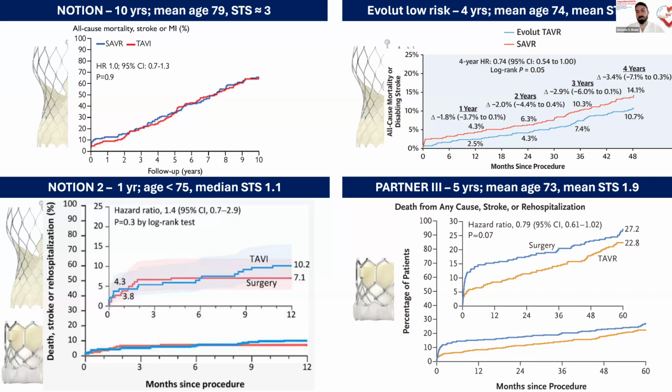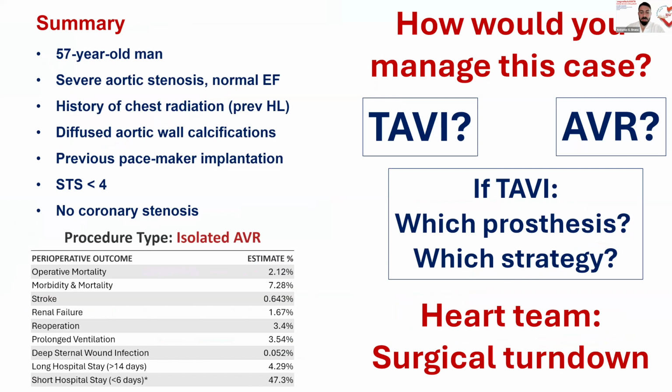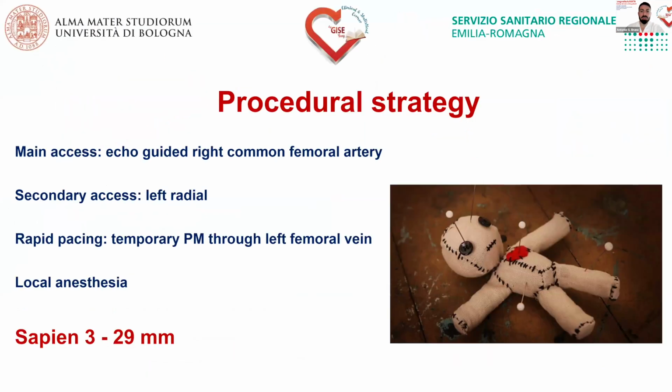Thank you, Roberto. So let's go further with the clinical case. As I anticipated, our heart team excluded our patient from aortic valve replacement, and so we decided to perform TAVI. This was our procedural strategy. We chose to perform an echo-guided puncture of the right femoral artery to obtain the main access. The secondary access was in the left radial artery. We performed rapid pacing through a temporary pacemaker through the left femoral vein. That day we did not have the electrophysiologist with us.